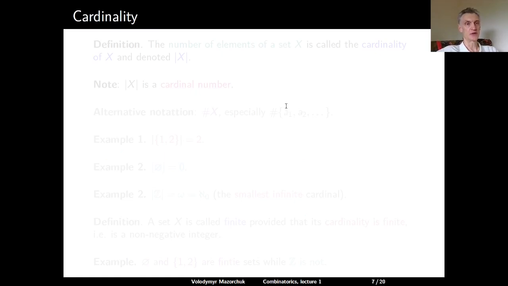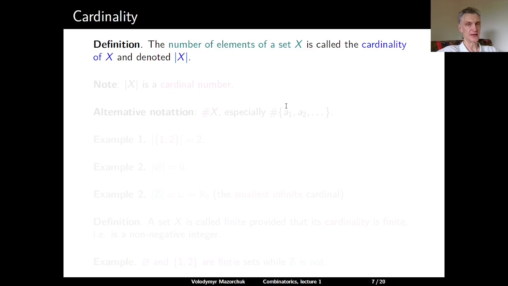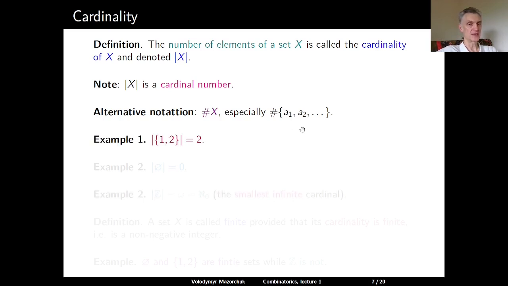Next, let us briefly talk about the cardinality. The number of elements of a set X is called the cardinality of X and denoted in this way, as the absolute value of X. Note that this cardinality is a cardinal number, and an alternative notation for cardinality is as follows, which is quite often used when the set is given using the bracket notation. So for example, the cardinality of the set having elements 1 and 2 is 2.